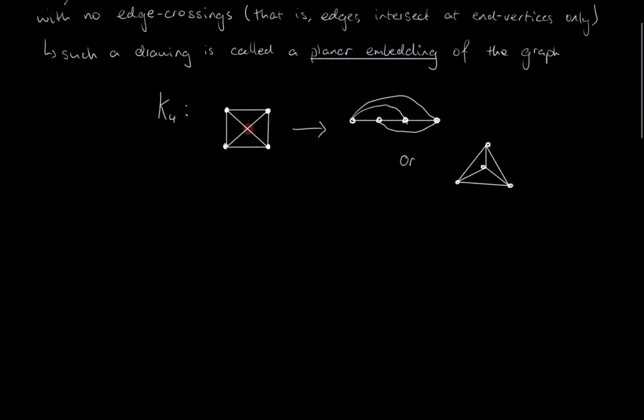So what is K5? It's the complete graph on 5 vertices. So let's just have a look at this. We want to add an additional vertex. The classic way to draw K5 is kind of like a star shape.